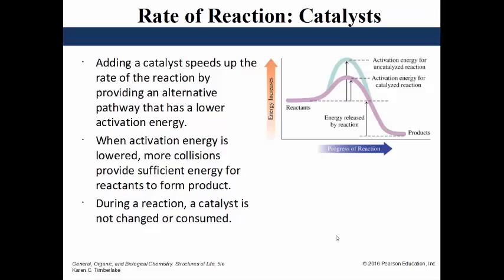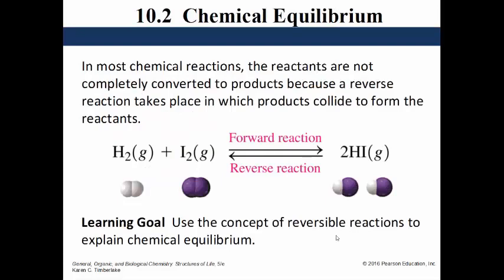It's always going to be there, and it doesn't get changed. So it's there to be used over and over again, by lowering the activation energy, increasing the rate of speed for that reaction. All right, next we'll move on to chemical equilibrium.